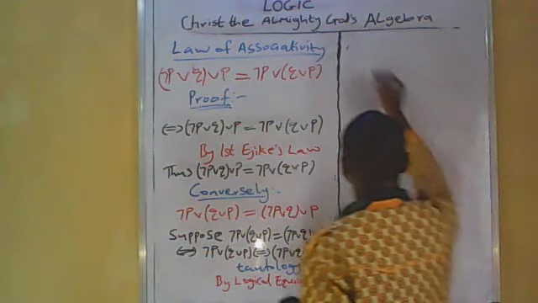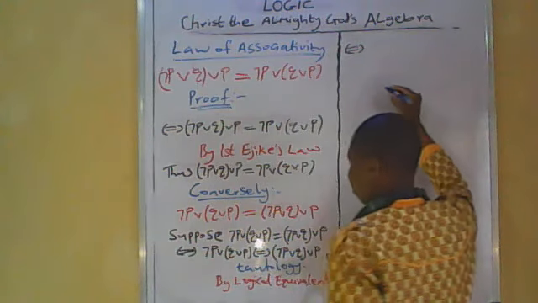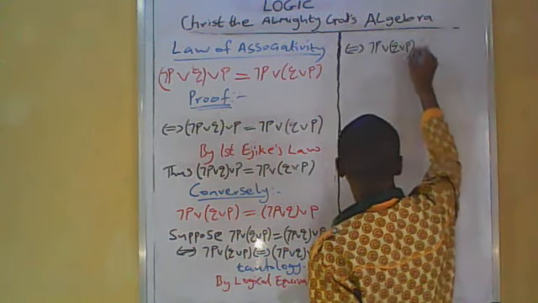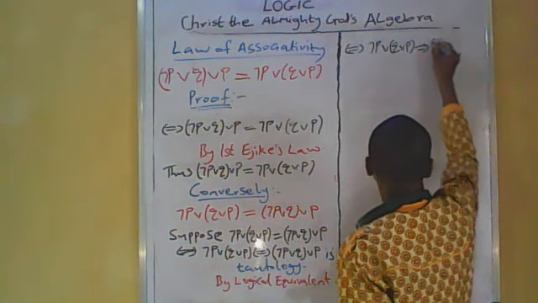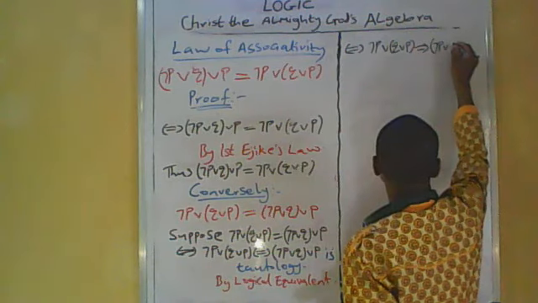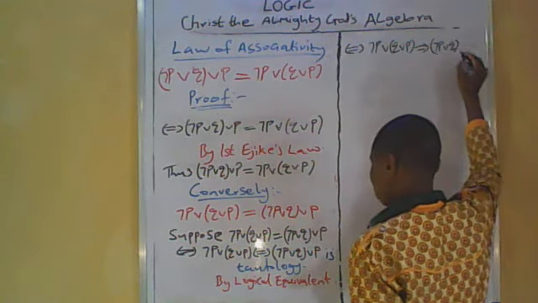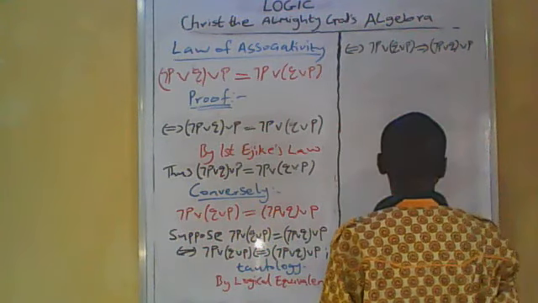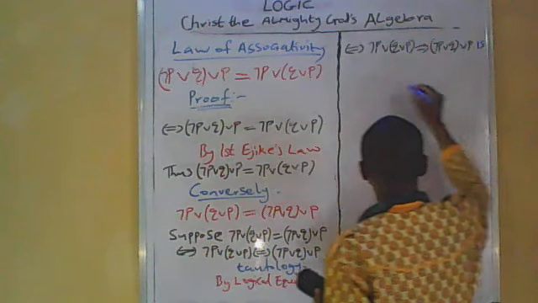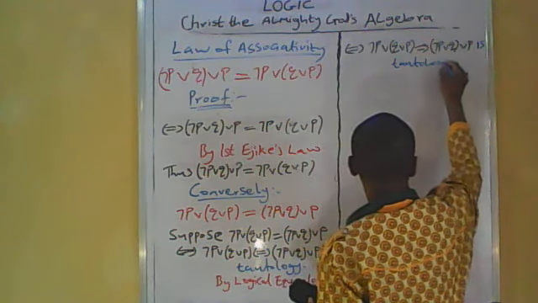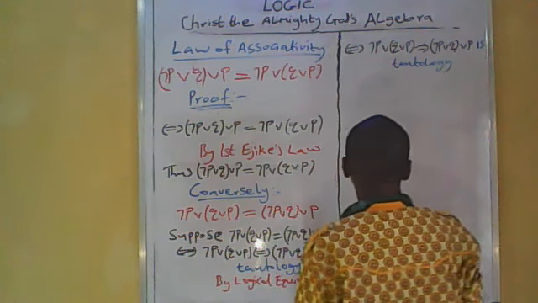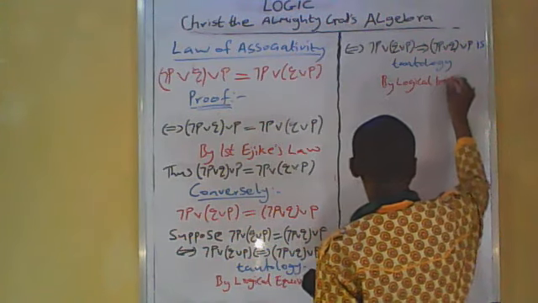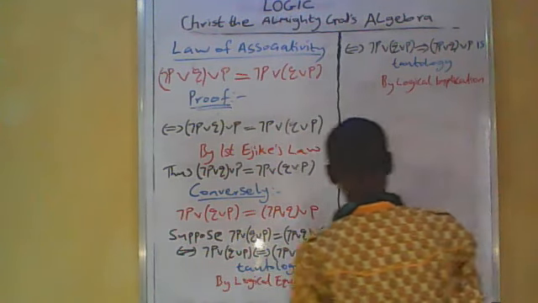Say if and only if not P or (Q or P) implies (not P or Q) or P is a tautology, being justified by logical implication.